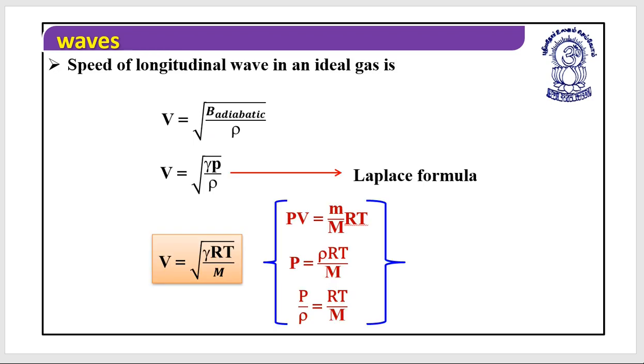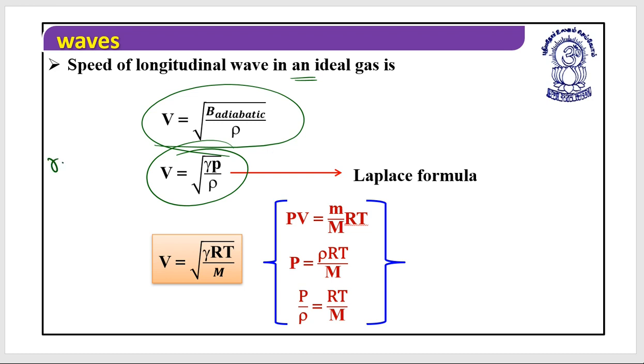So according to the Laplace correction, the speed of a longitudinal wave in an ideal gas should be v equals the square root of B adiabatic divided by rho, and B adiabatic is γP, so v equals the square root of γP by rho. If I put the value γ as 1.4, that is 7 by 5 for a diatomic gas, what we get is approximately 330 meters per second, which matches almost with the practical value.